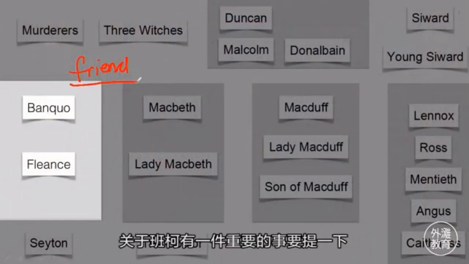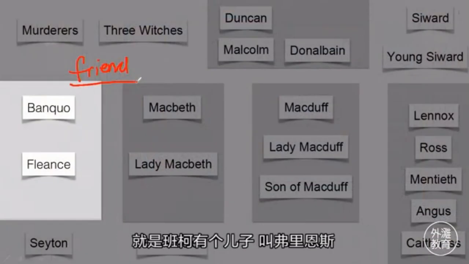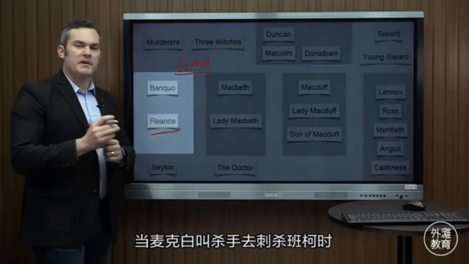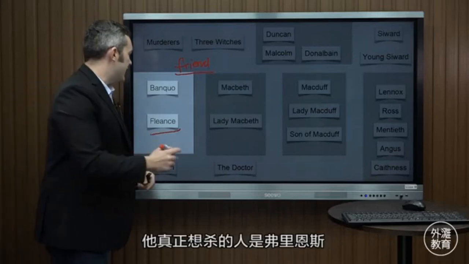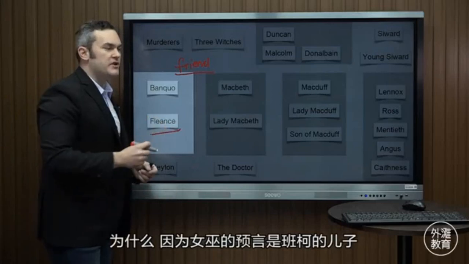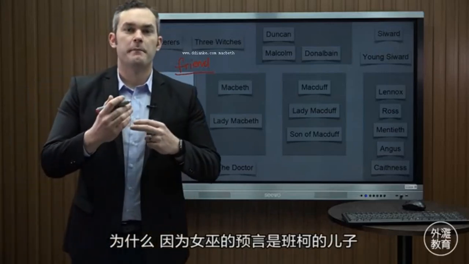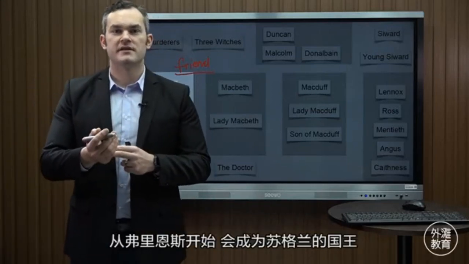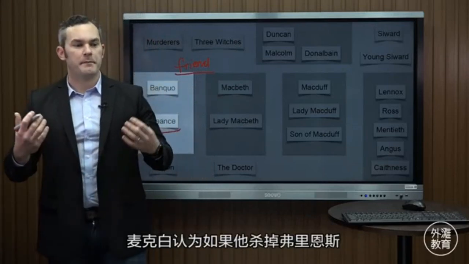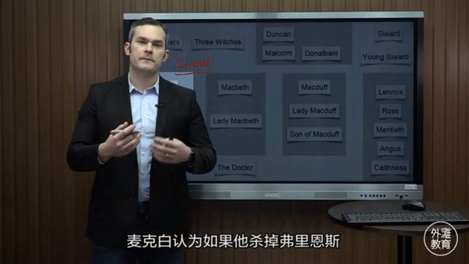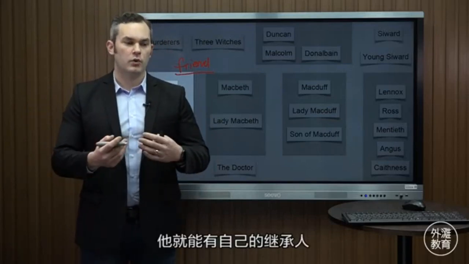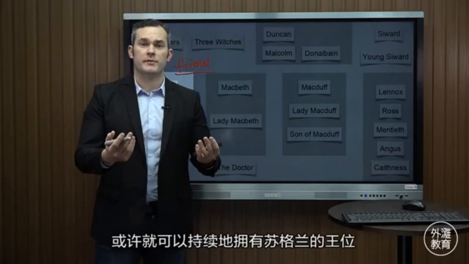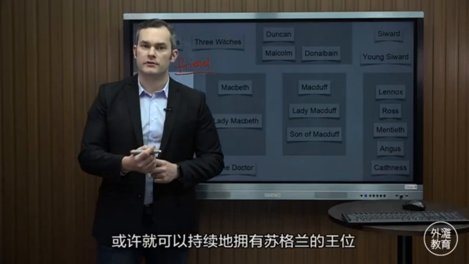One thing that's important to bring up about Banquo is that Banquo has a son named Fleance. And when Macbeth sends the murderers to kill Banquo, who he really wants to kill is Fleance. Why? Because the witches prophesy that Banquo's sons, starting with Fleance, will become king of Scotland. And Macbeth thinks if he kills Fleance, then that prophecy won't come true, and that he himself will be able to produce heirs, presumably, that will maintain the Scottish throne.